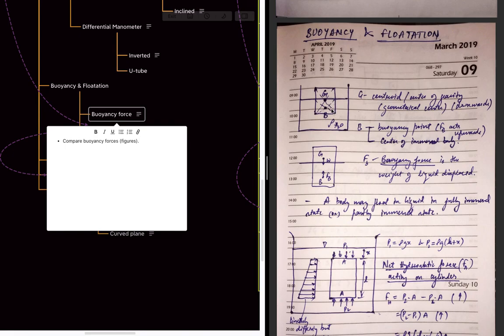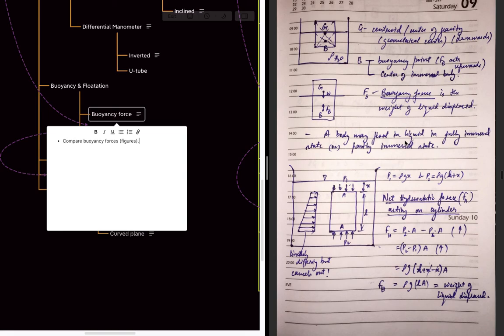So when we immerse a body or a flotation body, the buoyancy point is basically the centroid of the immersed body, while G is the centroid, basically the geometrical center of the whole body. So always for a floating body, the buoyancy point is below the centroid or the gravitational center. At the geometrical center, the weight is always downwards, and the buoyancy force is always upward.